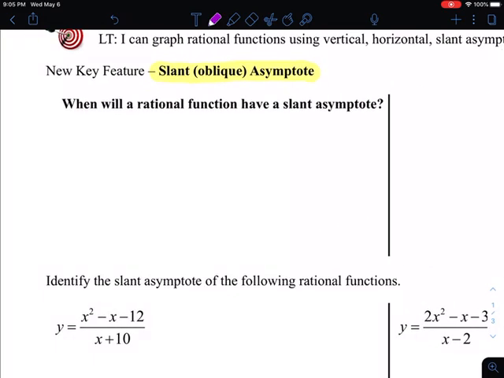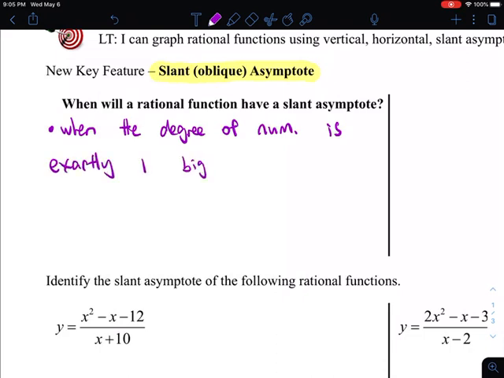Okay, so let's answer the first question first. When will a rational function have a slant asymptote? When the degree of the numerator is exactly one bigger than the degree of the denominator.